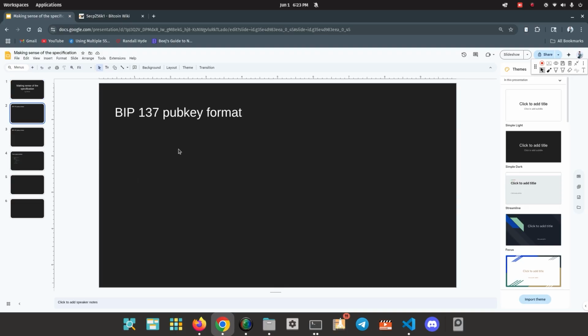In BIP 137, a new compressed pub key format is specified. So what is a public key, first of all? A public key is simply a point on the elliptic curve. It is generated using the generator point. It has two coordinates, x and y axis value. So each public key is of the form x comma y.